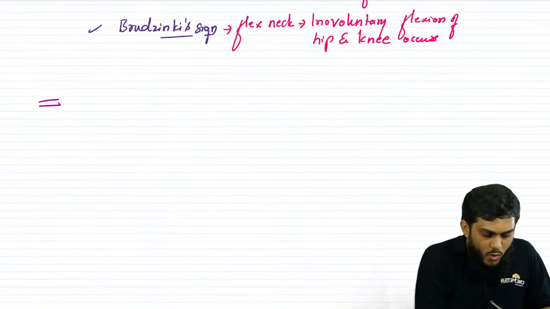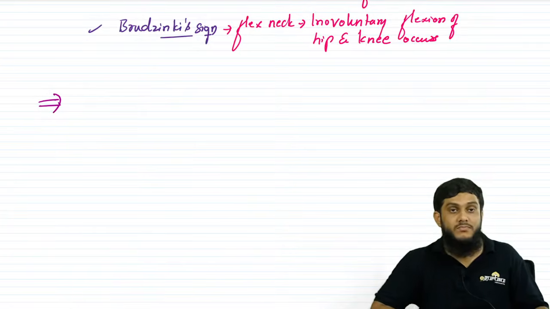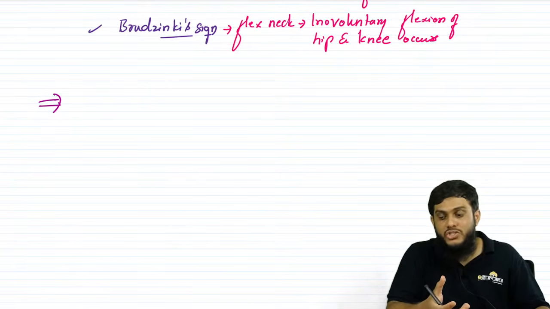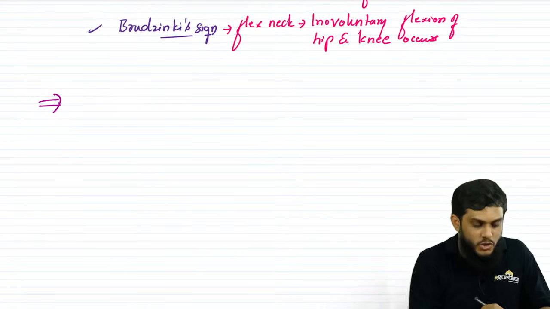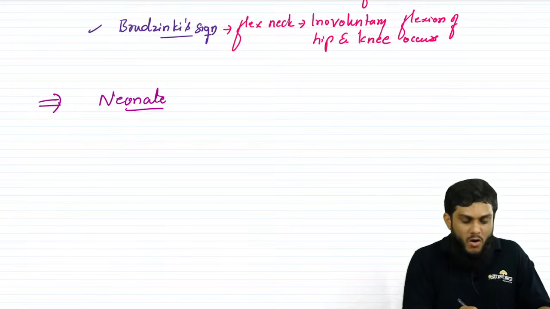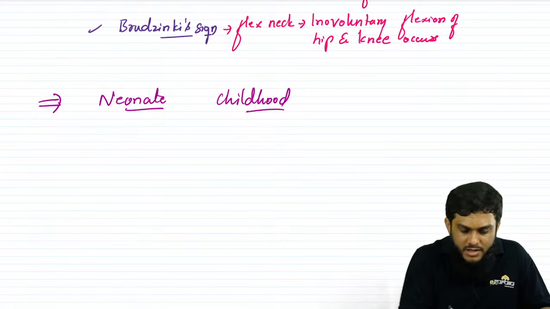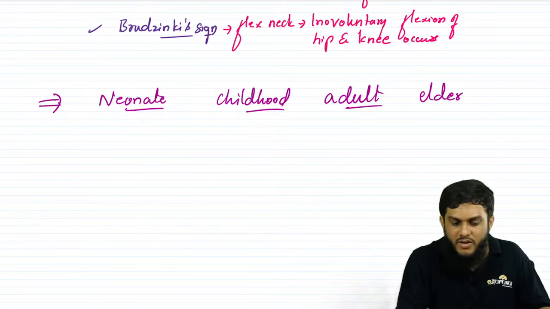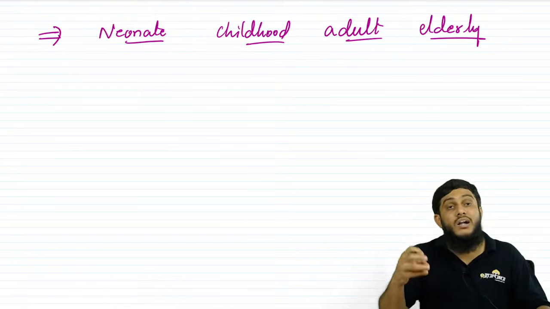We know the patient is suffering from meningitis. What is the causative agent? Can we guess what the causative agent might be just by clinical examination? The answer is yes, based on the age group. We take four age groups: neonate, childhood, adult, and elderly.